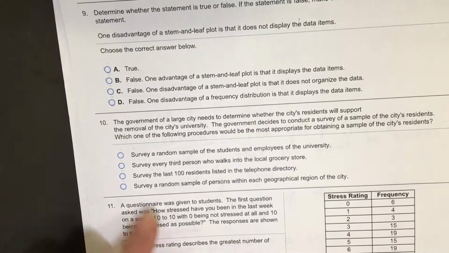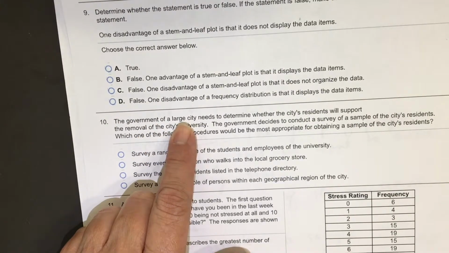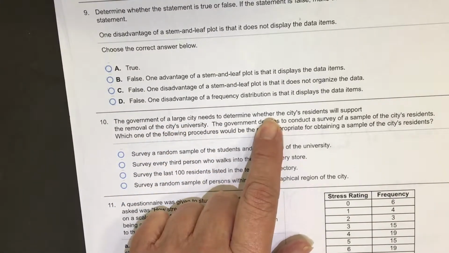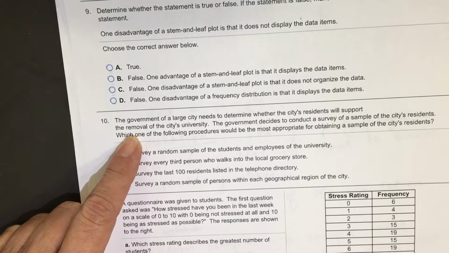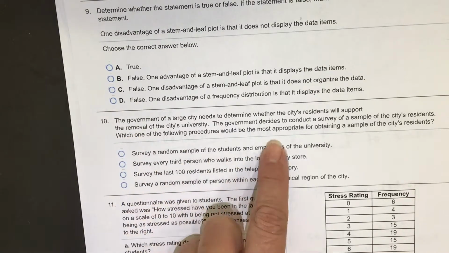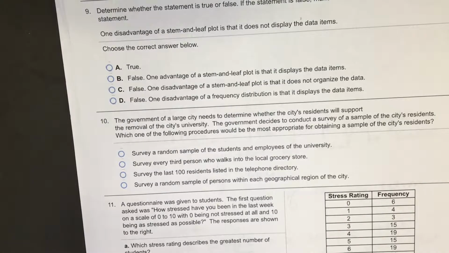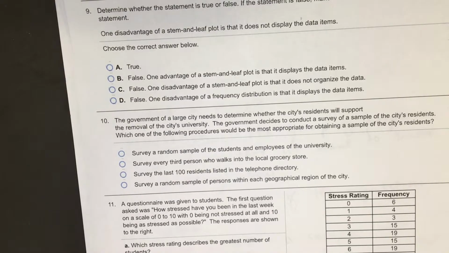Let's work this one out. The government of a large city needs to determine whether the city's residents will support the removal of the city's university. The government decides to conduct a survey of a sample of the city's residents. Which of the following procedures would be the most appropriate for obtaining a sample of the city's residents?